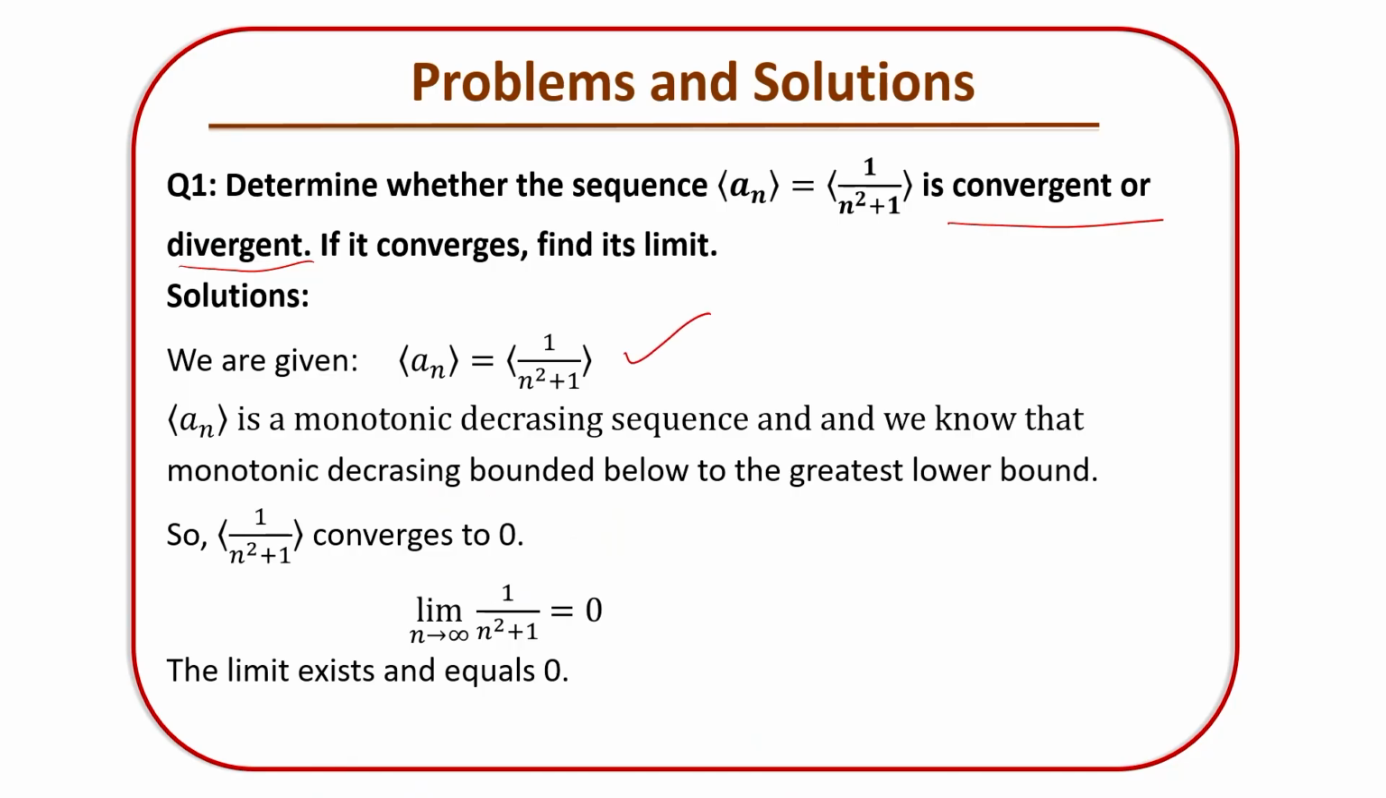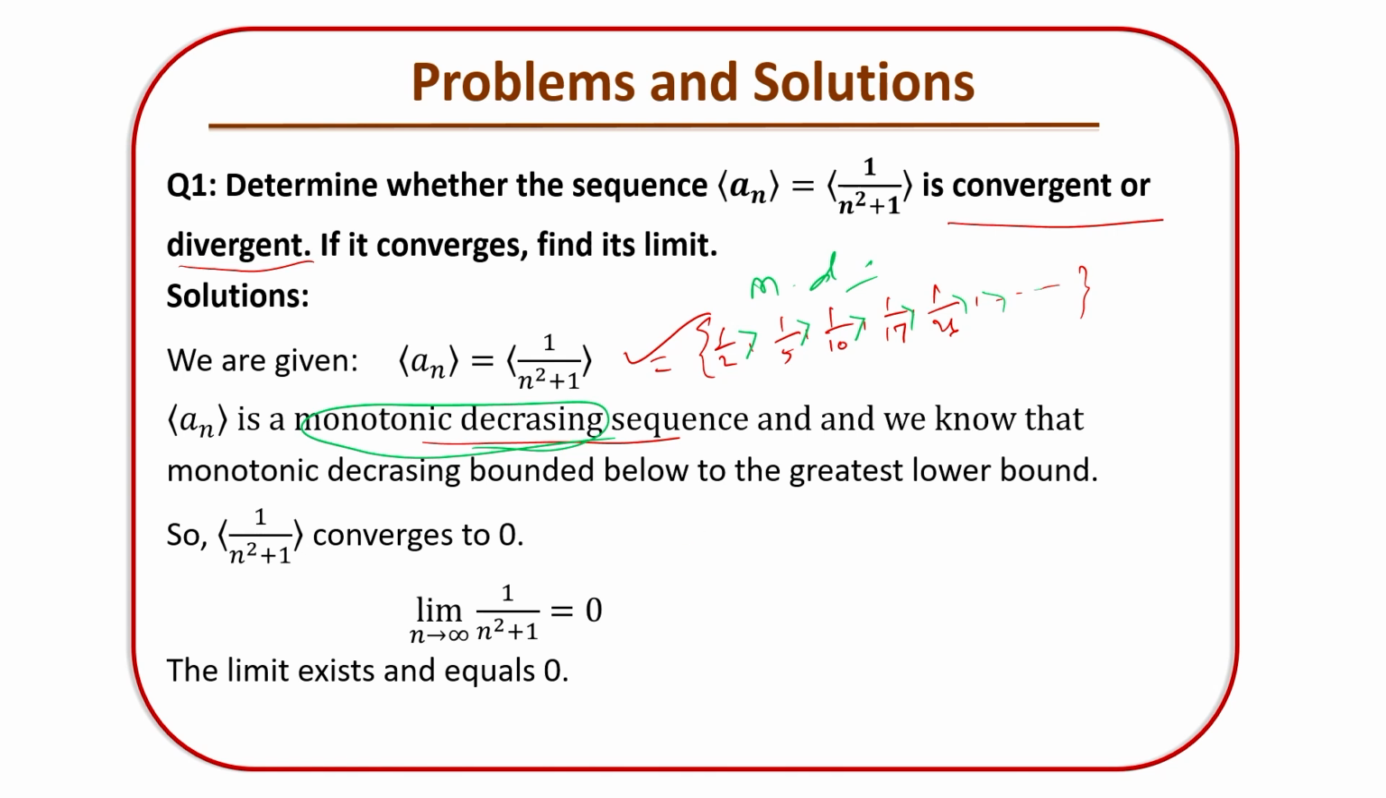So since 1 by 1 plus n square is a monotonically decreasing sequence, as you can have these terms something like 1 by 2, 1 by 5, 1 by 10, 1 by 17, 1 by 26, and so on. So each preceding term is greater than the next one. So we have 1 by 2 is greater than 1 by 5, which is greater than 1 by 10, and so on, right? So this is a monotonically decreasing sequence. Each term is decreasing from the preceding one.